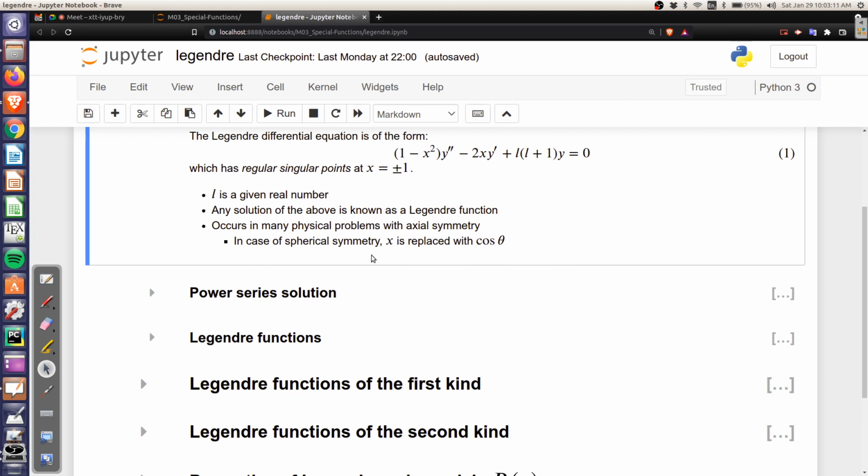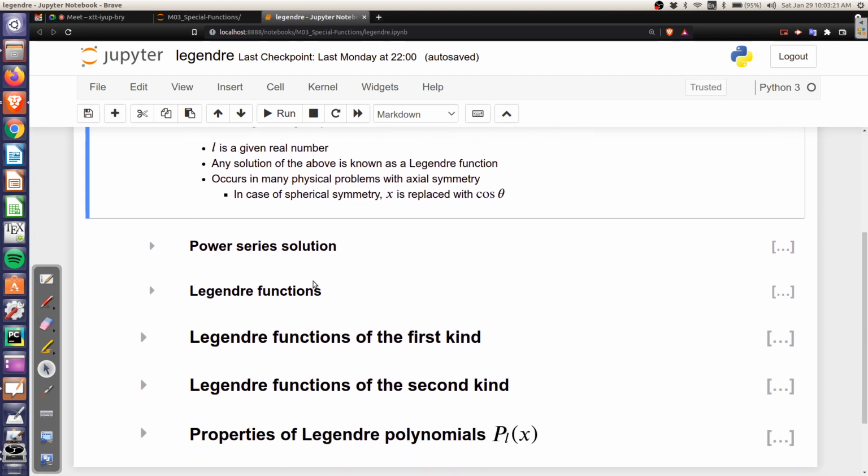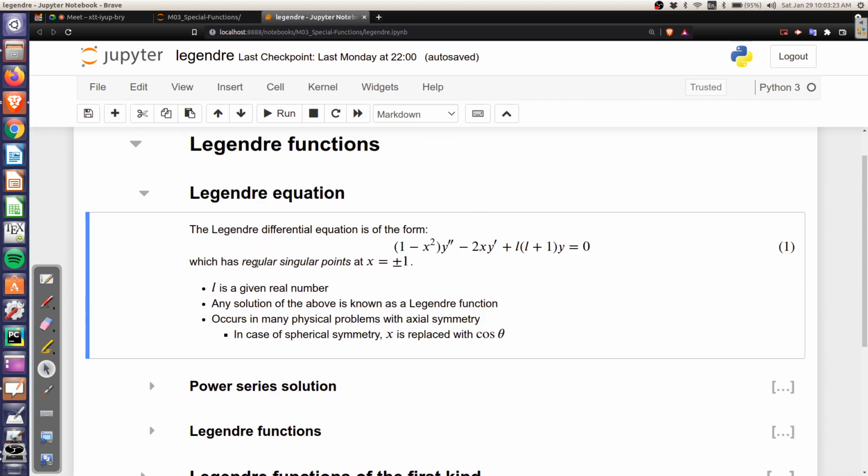In fact, I think I have an example right here itself. In such cases, x is simply replaced with cos theta, which is allowed. Why is that so? Because there are regular singular points. What are the regular singular points? The regular singular points are x equal to plus or minus 1. That means this equation will have a solution, and as we will see, it will have a finite solution and an infinite solution. There will be two linearly independent solutions. One will be finite, one will be infinite.